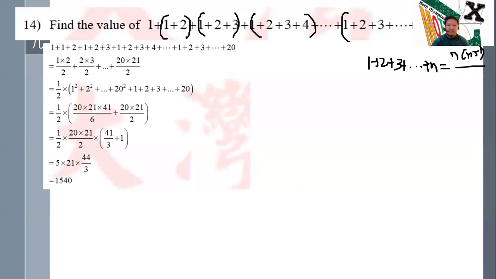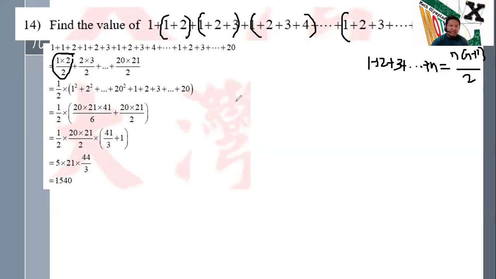Sorry for my handwriting. N times n plus 1 divided by 2. As you can see, the 1 here became 1 times 2 over 2. The 1 plus 2 became 2 times 3 over 2 by using that formula. If you look at this one, from 1 to 20, that's 20 times 21 over 2. We can perform this, but you also have a solution for this one.